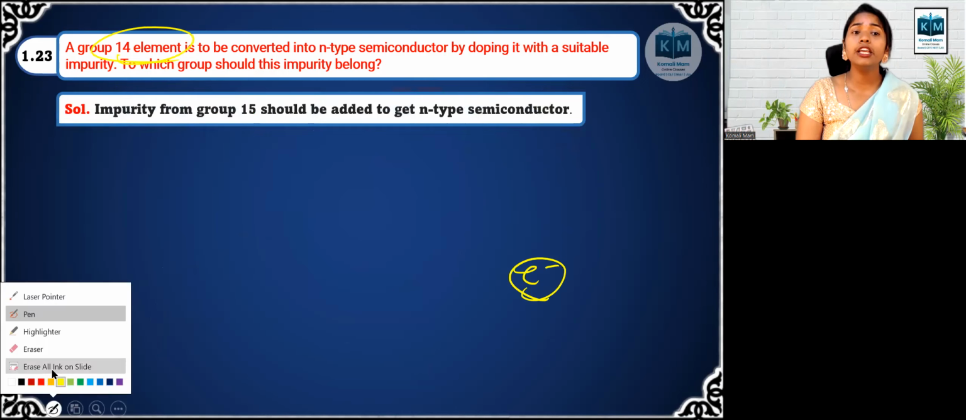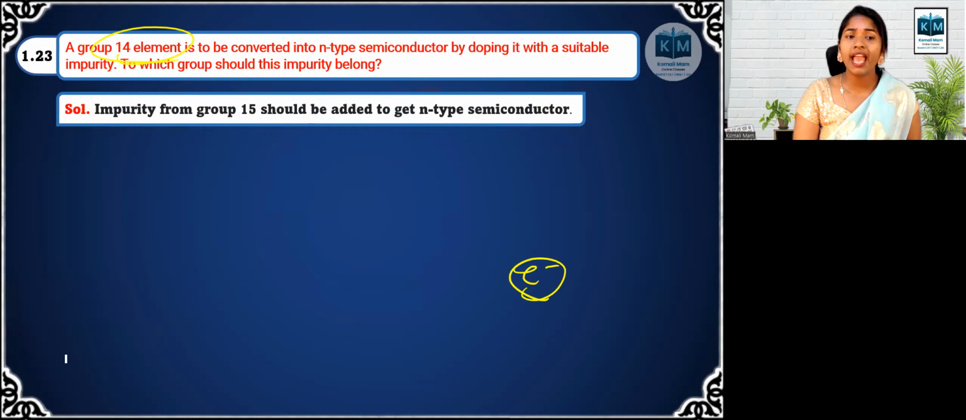So an impurity of the 15th group should be added. Then only we will get an N-type semiconductor. To get a P-type semiconductor, which group should be added? The 13th group should be added.